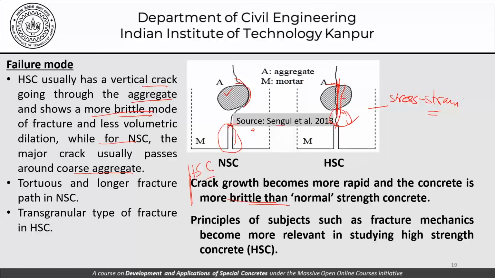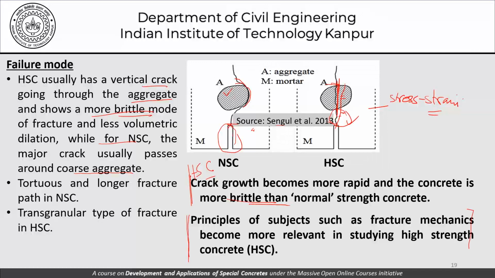The principles of subjects such as fracture mechanics become more relevant in studying high strength concrete. So in fact, those of you who are interested in this subject of fracture mechanics would probably find that there are books which tell us that fracture mechanics principles are more applicable to high strength concretes than normal strength concretes. That's the first thing. And in fact, we can use fracture mechanics principles to study and characterize high strength concretes better than using simply strength.